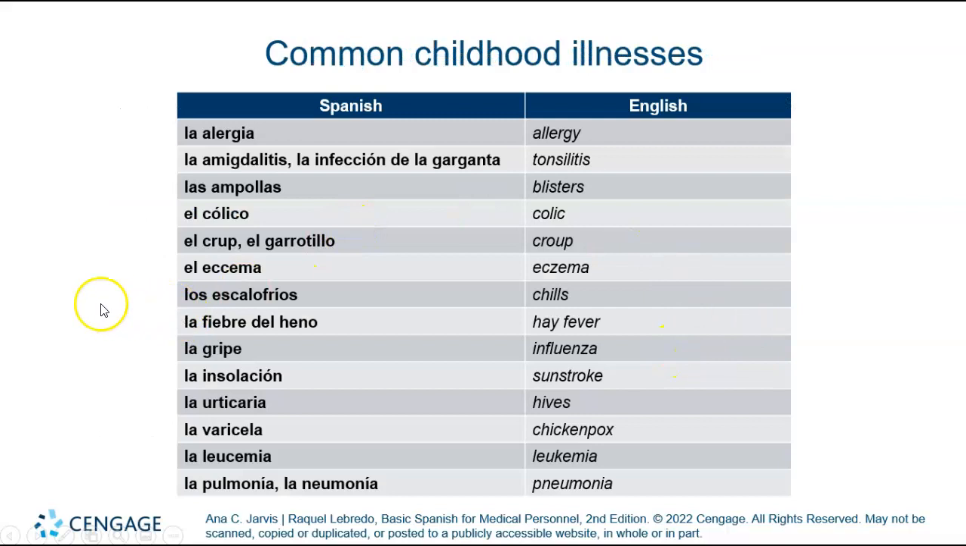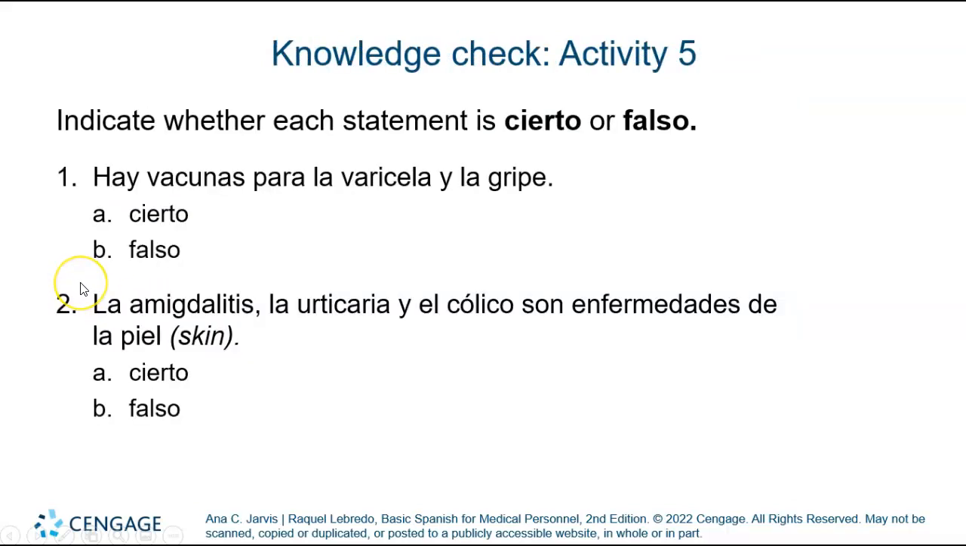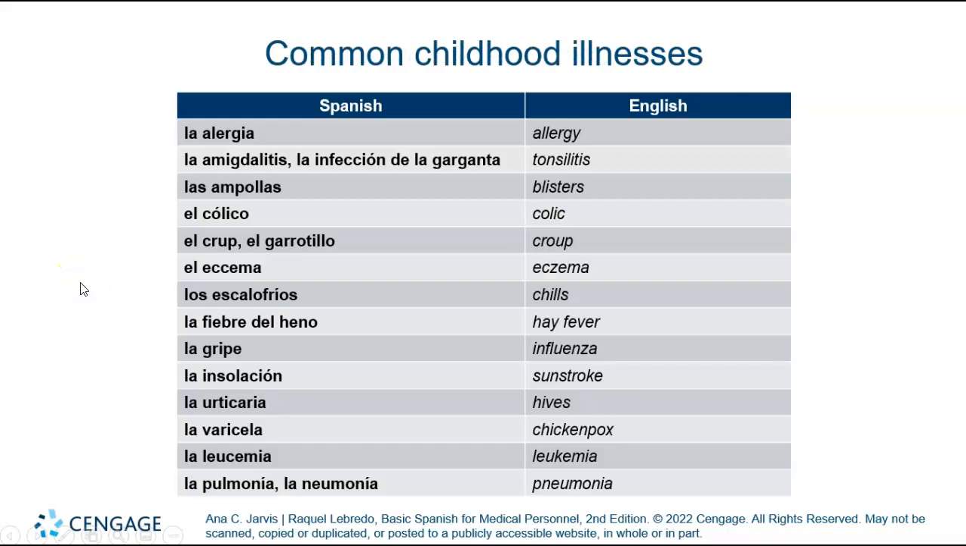We have some common childhood illnesses, and then from here, we'll just do a little bit of practice. So let's go over some of these illnesses. And just repeat after me. La alergia. La infección de la garganta is a little bit easier than saying la amigdalitis. La amigdalitis. If you're wondering where that comes from, amygdalas are your tonsils. Las ampollas. Ampollas, because a double L makes a Y sound. Ampollas. El cólico. El croup o el garrotillo.